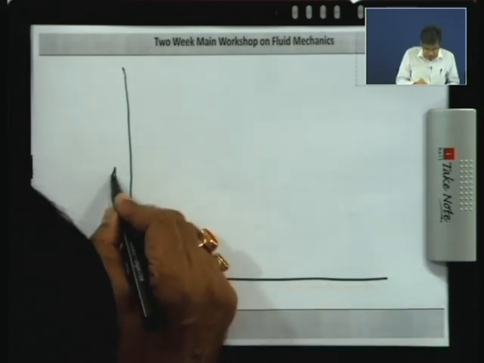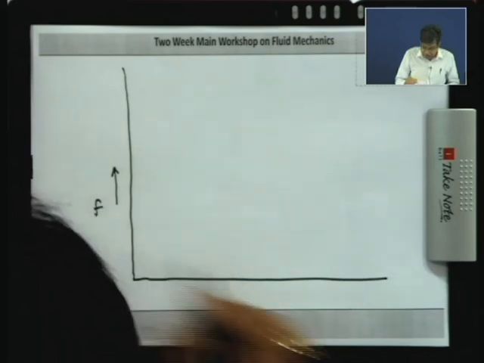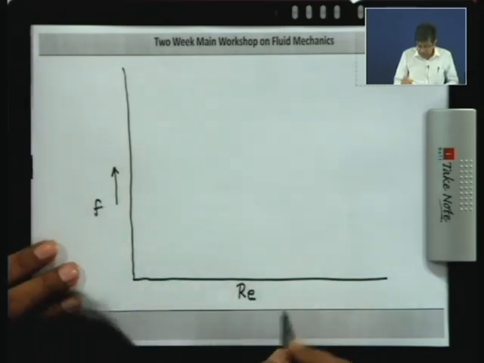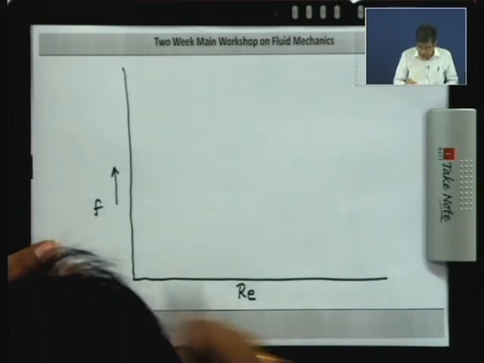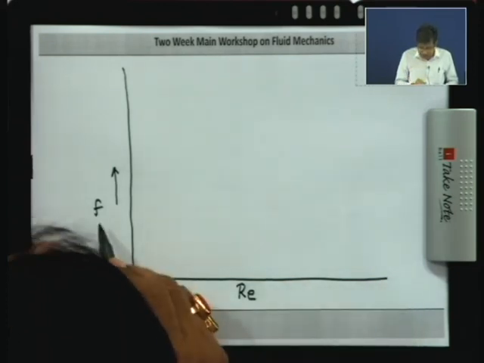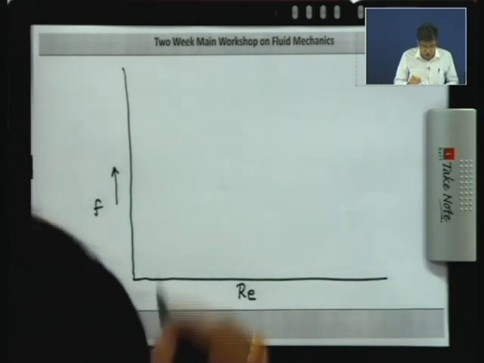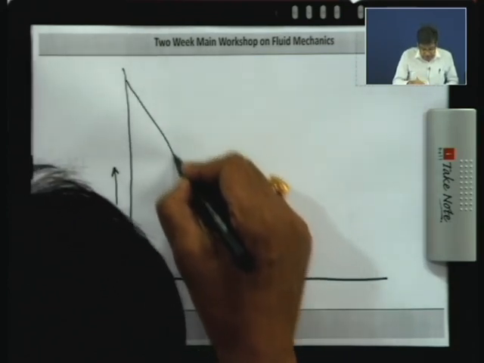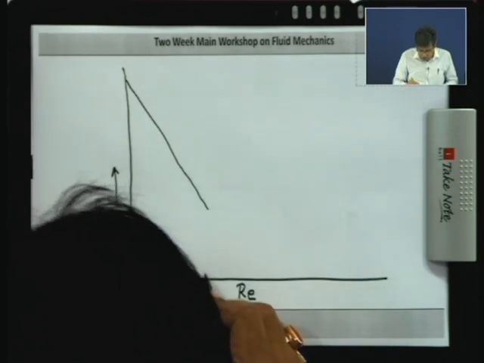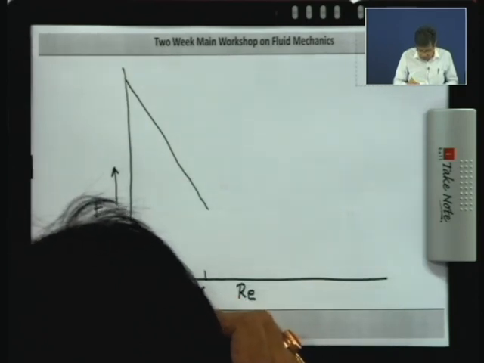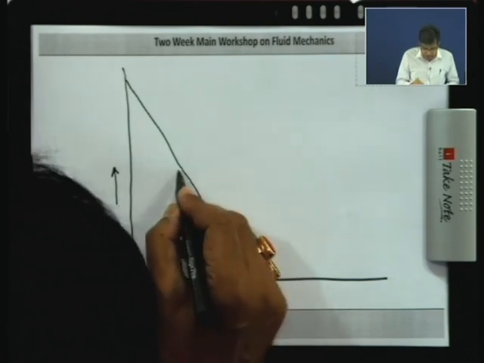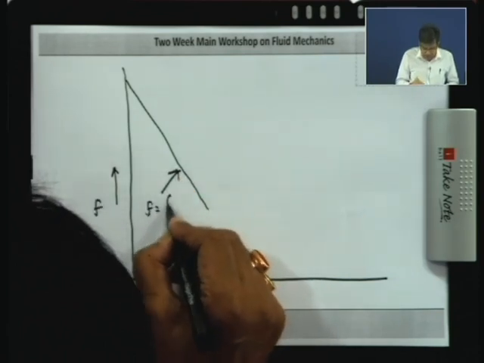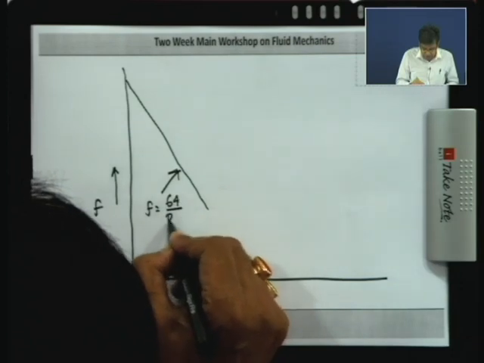This diagram is like that. On one side the ordinate is the friction factor, and this is the Reynolds number. This is a log-log plot. In laminar flow, the curve is like this. That means up to 2 into 10 to the power 3, this is linear in the log-log curve with a negative slope. The friction factor is 64 by Re.